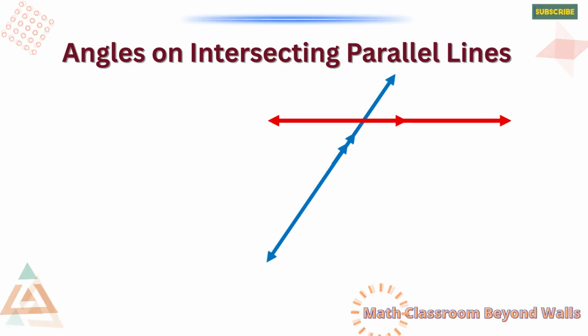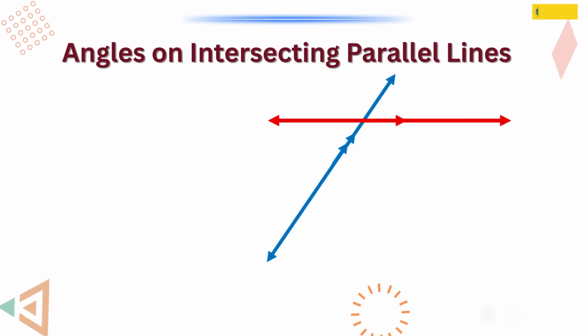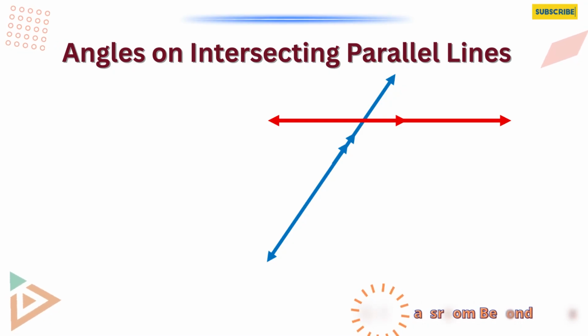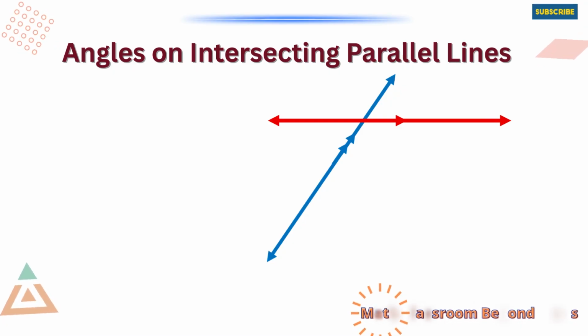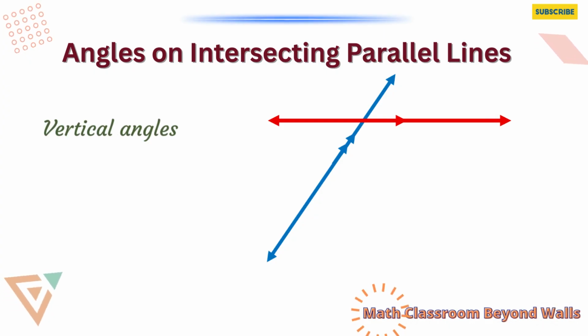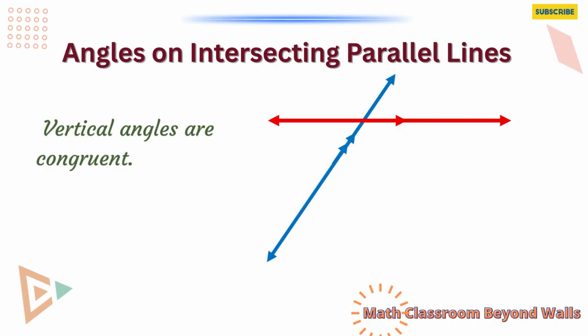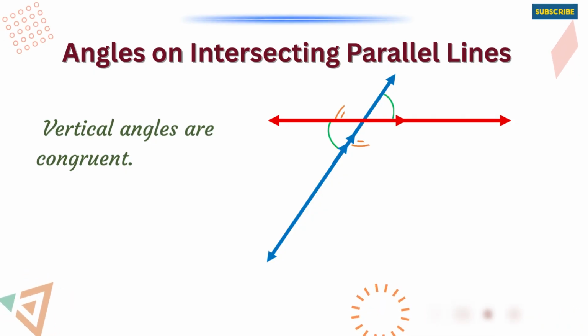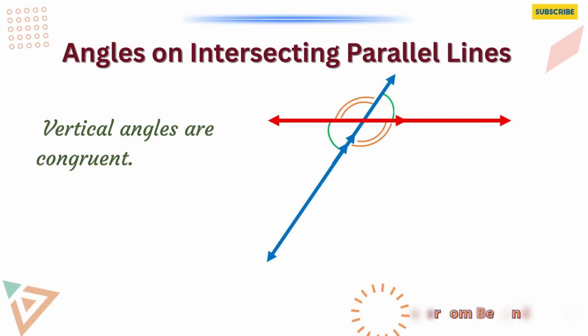What do you see now, learners? Okay, so we just see two intersecting lines. Because they are intersecting, vertical angles are formed. Now remember that vertical angles are congruent. Let us then mark these vertical angles with arcs. The number of arcs tells us which angles are congruent.